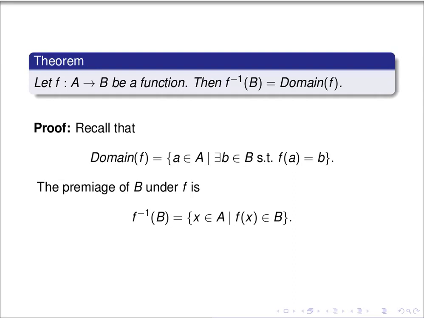Now to say that f of x is in B is exactly the same as saying that there exists a b in B such that f of x is equal to b. All right. In other words, these are clearly again the same sets. These two are just two different ways of writing the same set.